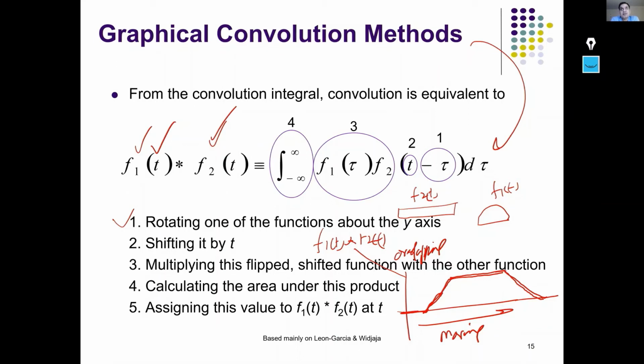Are you guys with me on this? Relate that here. My t earlier, I now change to tau so that I'm not confusing it with t. If I was a function of tau and I rotate it, tau would become minus tau, yes? Okay, so this is my one. Then I would shift it by t, so I would add time. Yes. Then I will multiply this flipped and shifted function with the other function.